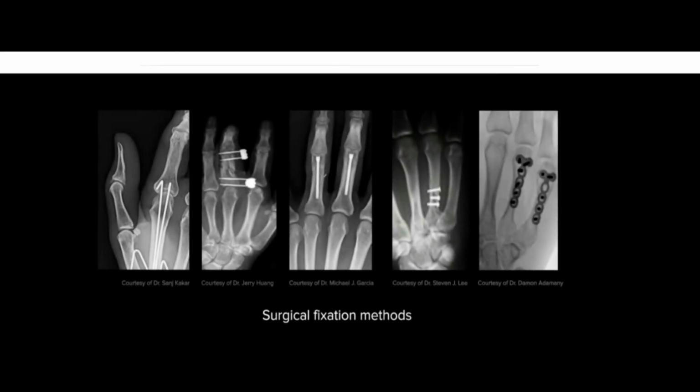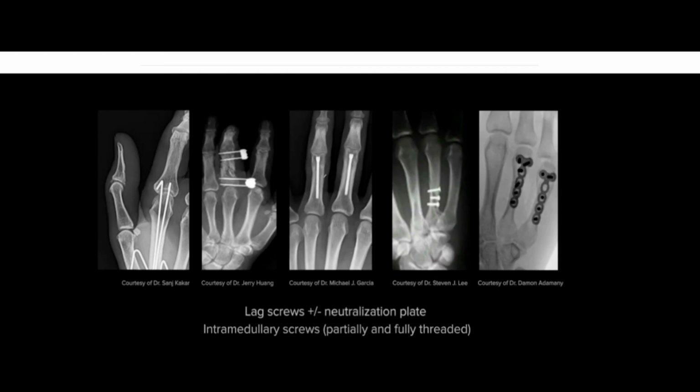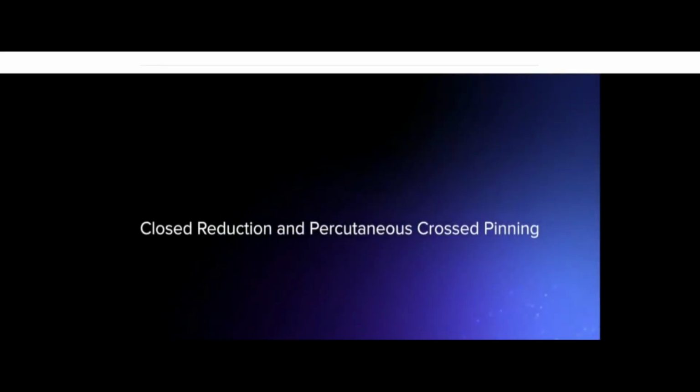Surgical fixation methods for metacarpal and phalangeal fractures include closed reduction and percutaneous pinning with K-wires, external dynamic fixation, intramedullary screw fixation, lag screws with or without a neutralization plate, and plating. Closed reduction and percutaneous cross pinning is commonly used for metacarpal neck fractures.